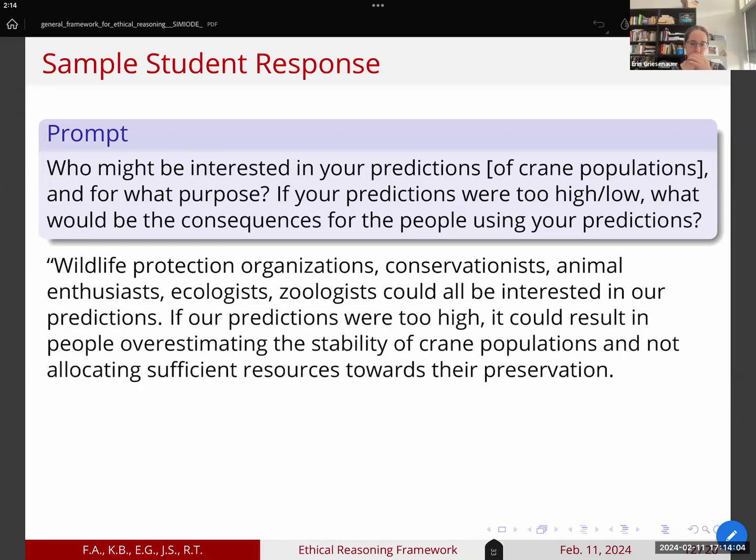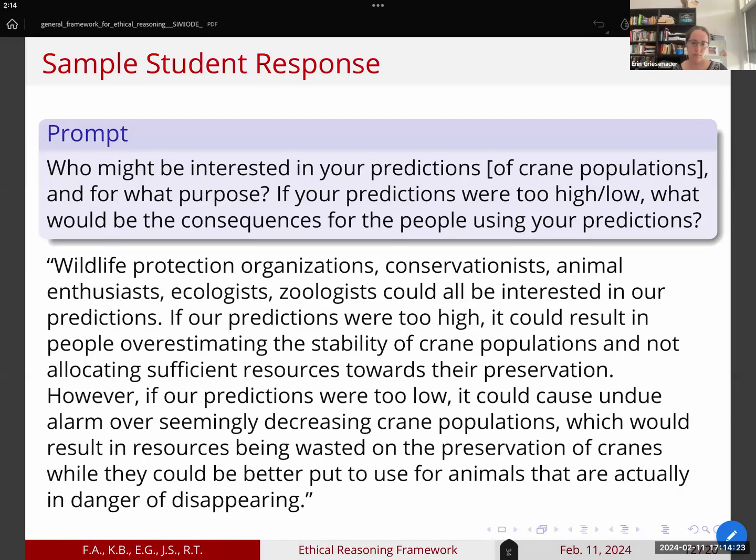If the predictions were too high, if the predicted populations were higher than the actual populations, then conservationists would be overestimating the populations and we wouldn't be spending enough on protecting this endangered species. If our predictions were too low, if the predicted population was lower than the actual population, then perhaps we'd be spending too many resources on preserving cranes when we should be spending them on another more endangered animal.